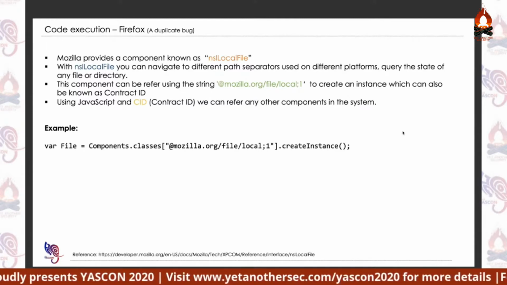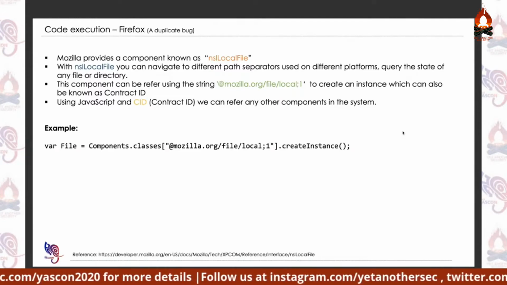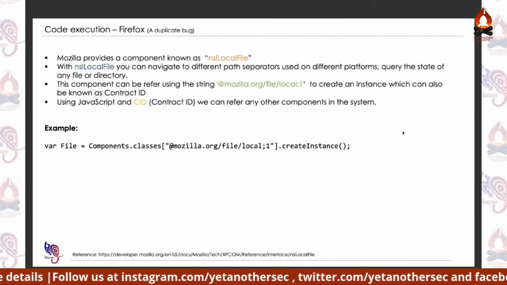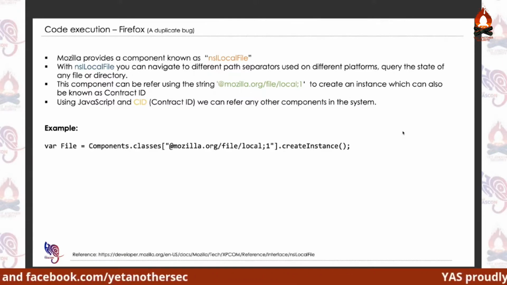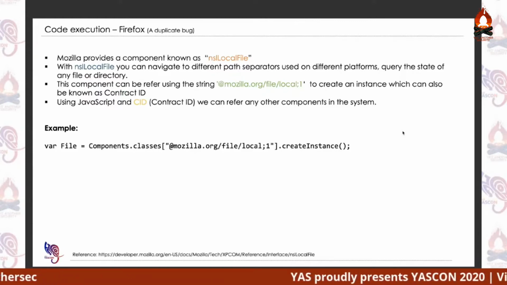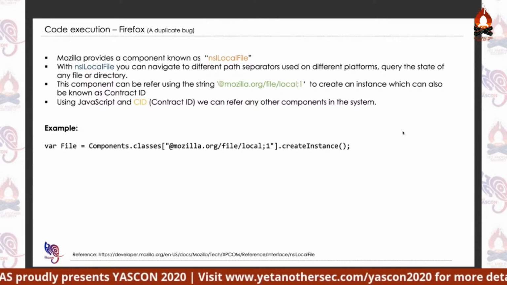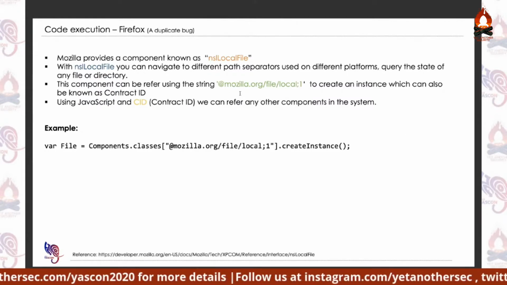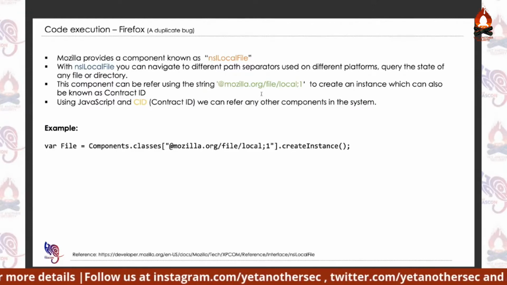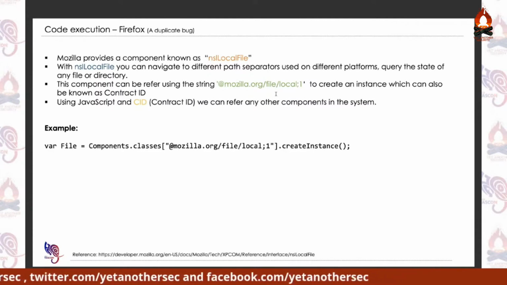When I was reading developer.mozilla.org, there's a component called nsILocalFile. This nsILocalFile is a component that helps you navigate to different paths on different platforms and query the state of any file or directory. So basically, you can point this component to any directory or any binary to have a look at what its state is. This component can be referred to by using a string called @mozilla.org/file/local;1, which creates an instance and is also known as the contract ID.